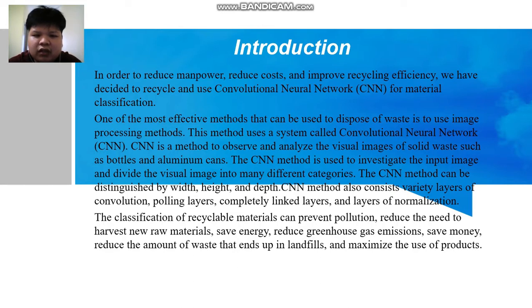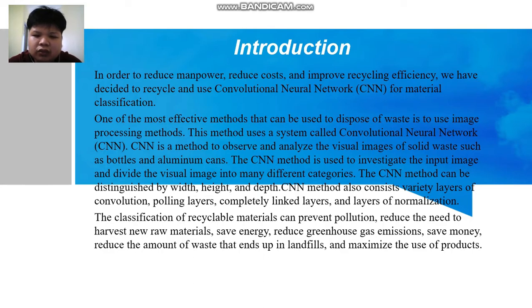Recycle and use convolutional neural networks for the material classifications. One of the most effective methods that can be used to dispose of waste is image processing. This method uses a system called the convolutional neural network (CNN) to observe and analyze the visual image of the solid waste, for example bottles and aluminum cans.